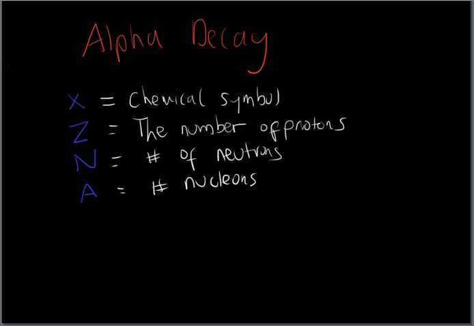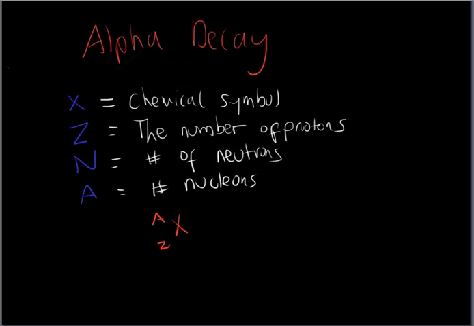Now, a common representation of the nucleus is A, Z, X. Looking at it from above, X would be the chemical symbol, Z the number of protons, and A the number of nucleons. N can actually be determined by A minus Z.